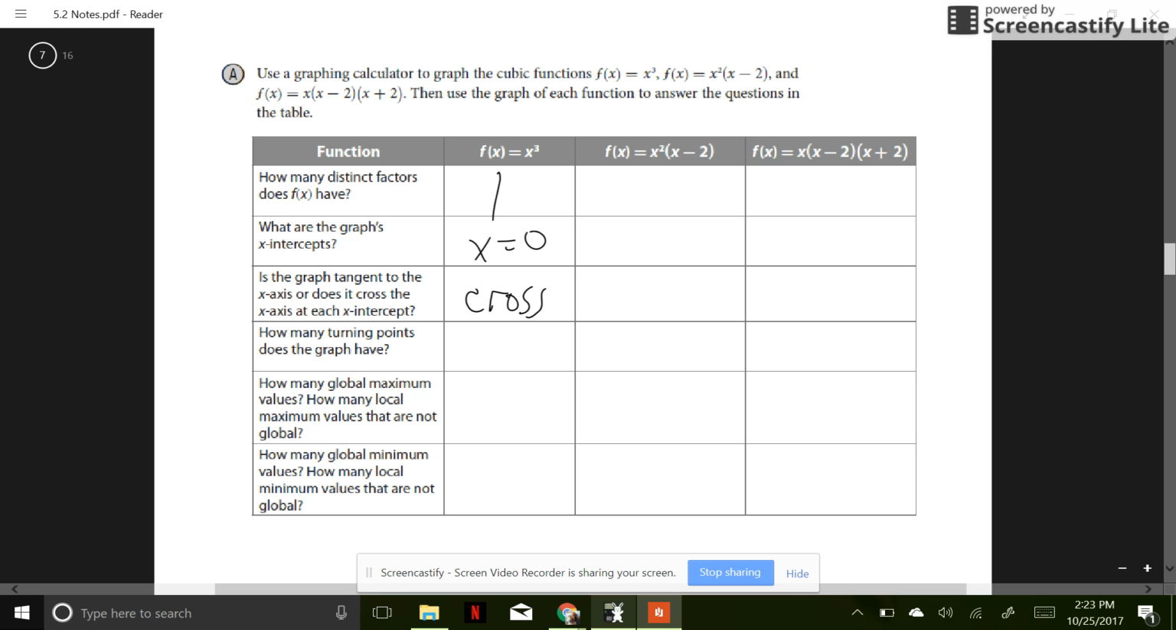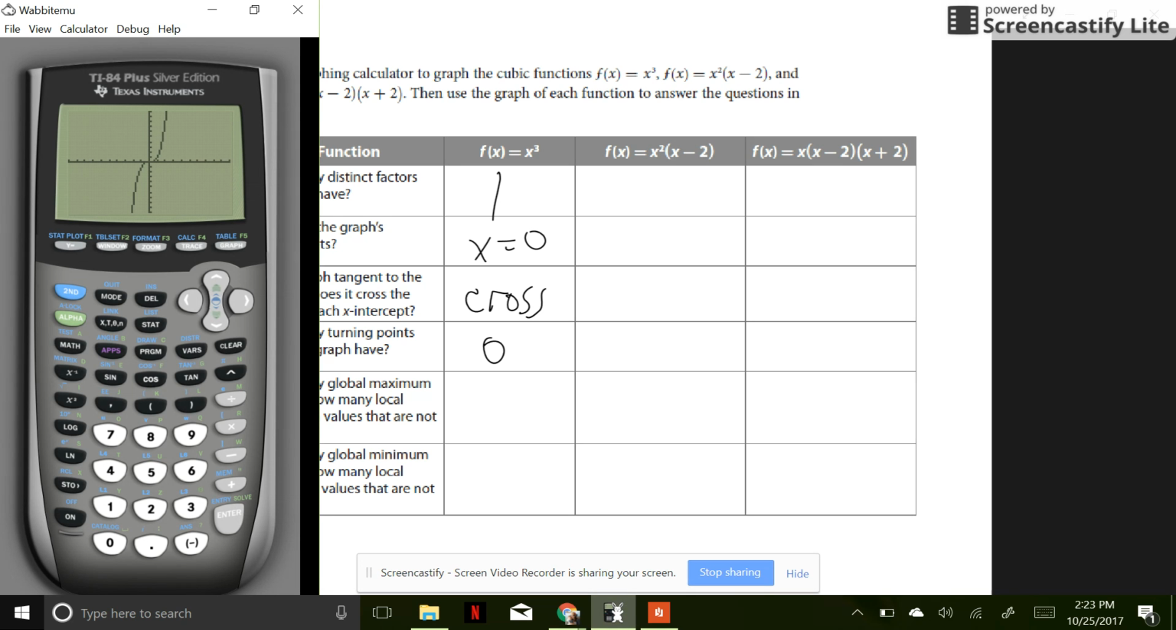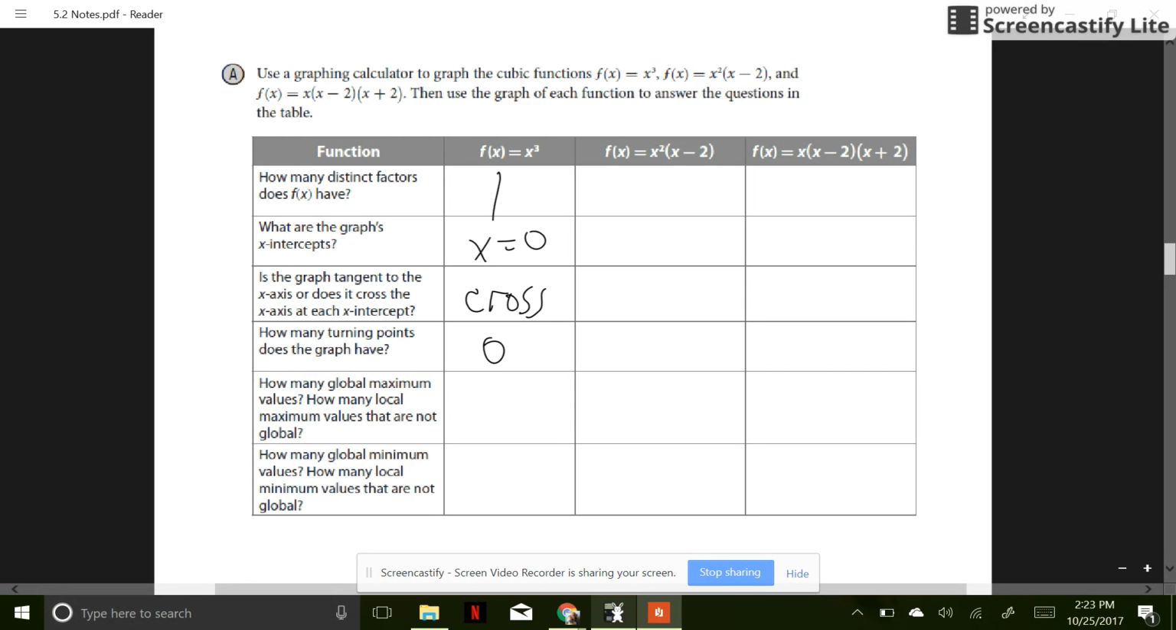How many turning points does it have? It has none. It doesn't have any maxes or mins, so it doesn't have any turning points. It doesn't change direction. It's always increasing. Again, there are no maximums and no minimums.